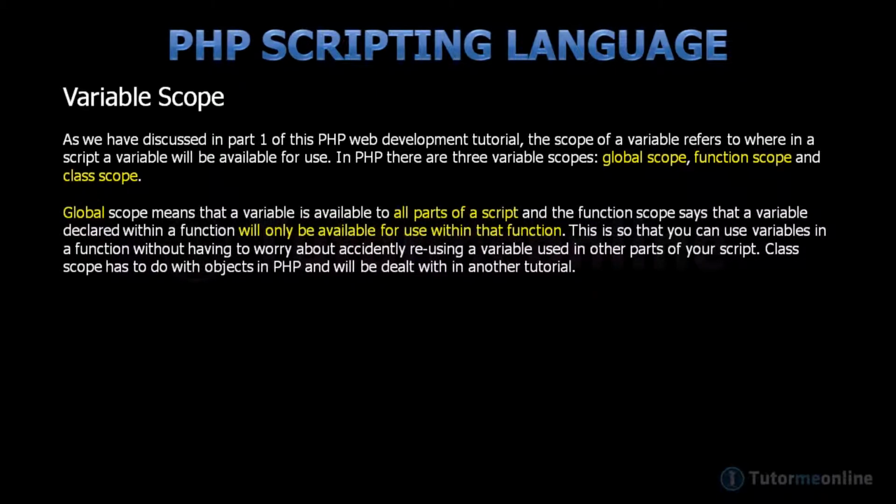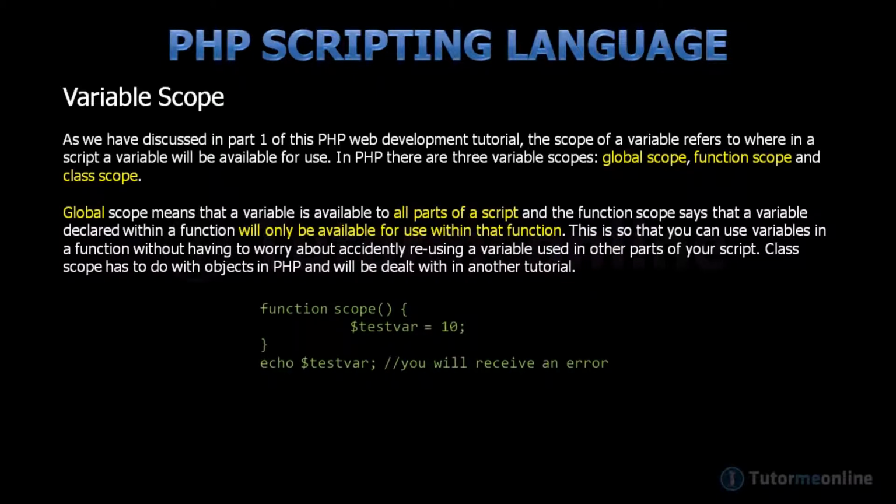Global scope means that a variable is available to all parts of a script, and the function scope says that a variable declared within a function will only be available for use within that function. This is so that you can use variables in a function without having to worry about accidentally reusing a variable used in other parts of your script. Class scope has to do with objects in PHP and will be dealt with in another tutorial.